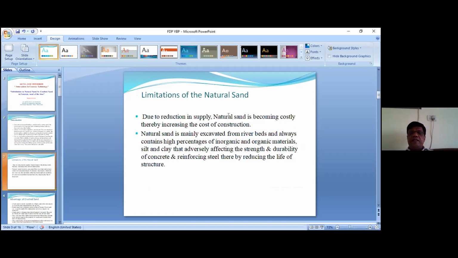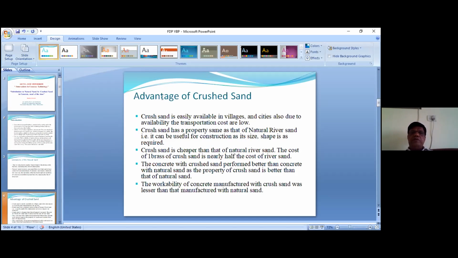Due to reduction in supply, natural sand is becoming very costly, thereby increasing the cost of construction. The natural sand is mainly excavated from river beds and always contains a high percentage of inorganic and organic matter, such as silt and clay, that adversely affect the strength and durability of the concrete and reinforcing steel, thereby reducing the life of the structure. Therefore, we have to switch over to crushed sand. There are many advantages. There are a few disadvantages too, but we can manage them.